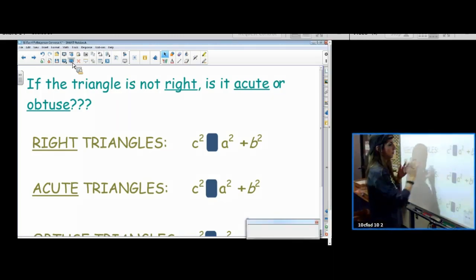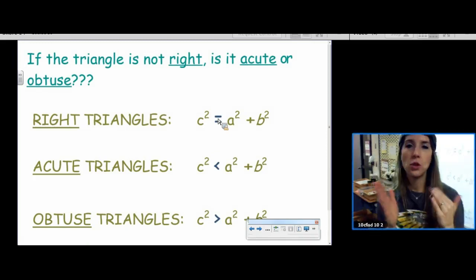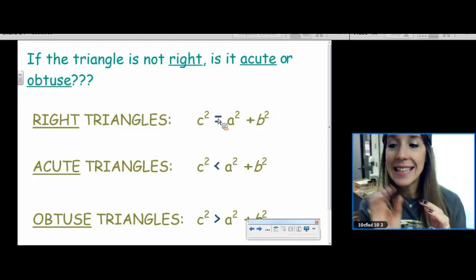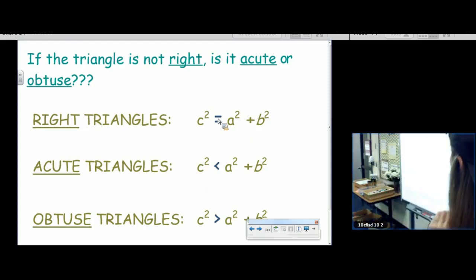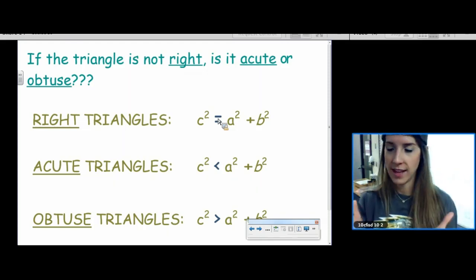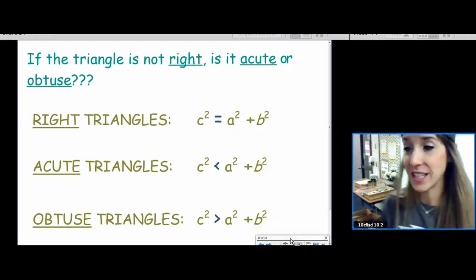Write it down. Equal to means it's right. Less than means acute. It's small. Greater than means obtuse. It's large. Do you see how important it is?